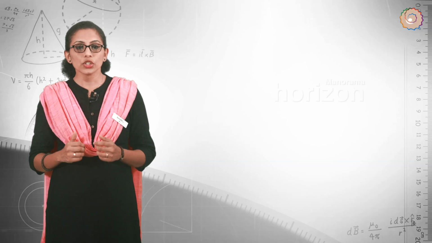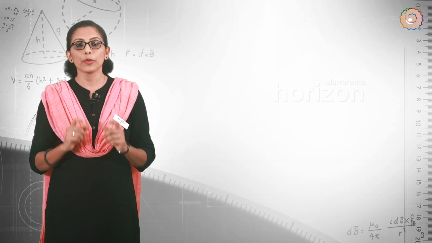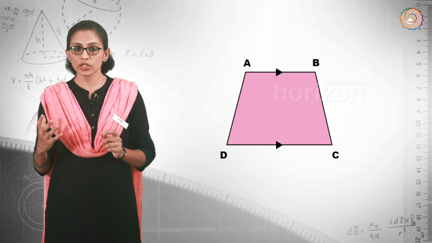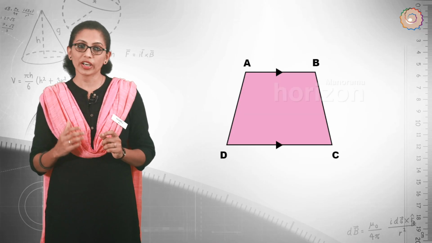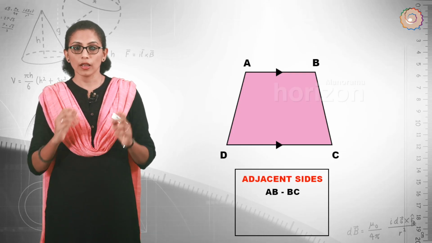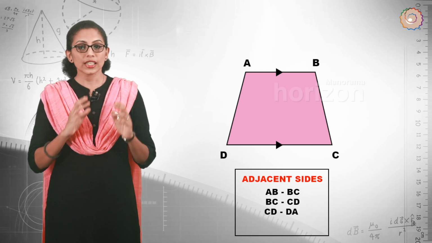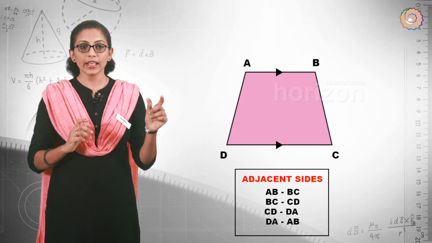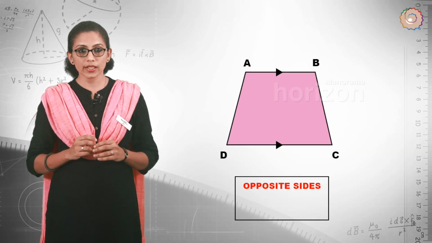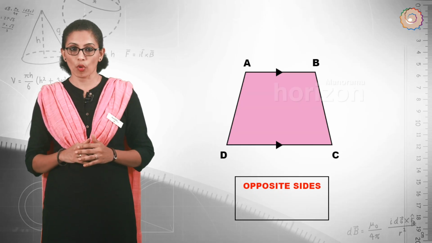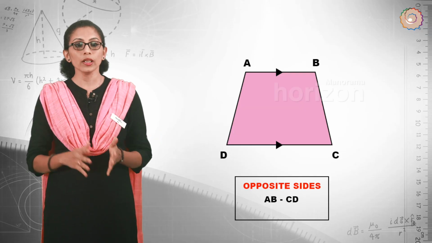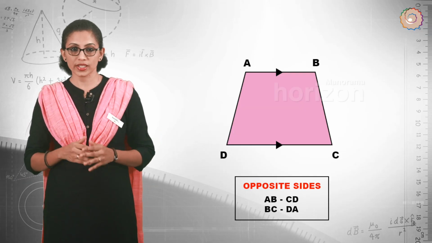What are adjacent sides? 2 sides having a common endpoint are called adjacent sides. In a quadrilateral ABCD, how many combinations are possible? 4 combinations of adjacent sides are possible. That is AB and BC is one combination. BC and CD, CD and DA, and DA and AB are the adjacent sides. Now, what are opposite sides? 2 sides having no common endpoint. So, in a quadrilateral ABCD, 2 combinations are possible, AB and CD, then BC and DA are opposite sides.